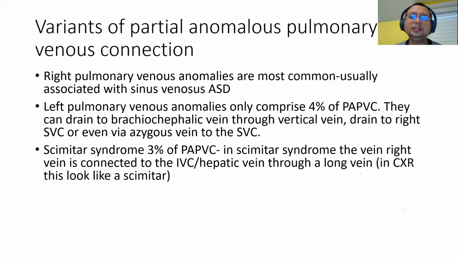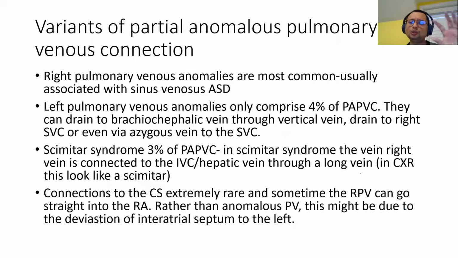Sometimes you can have scimitar syndrome. What is scimitar syndrome? You usually like to ask this in echo jeopardy. This is when your right pulmonary vein anomalously drains to the IVC. When it drains into the IVC, if you look at the X-ray, the vessel looks like a sword, the Turkish sword, that is called a scimitar. So that is scimitar syndrome. There is also a situation where some of the pulmonary veins might drain to the coronary sinus or even to the right atrium, but this is rare.